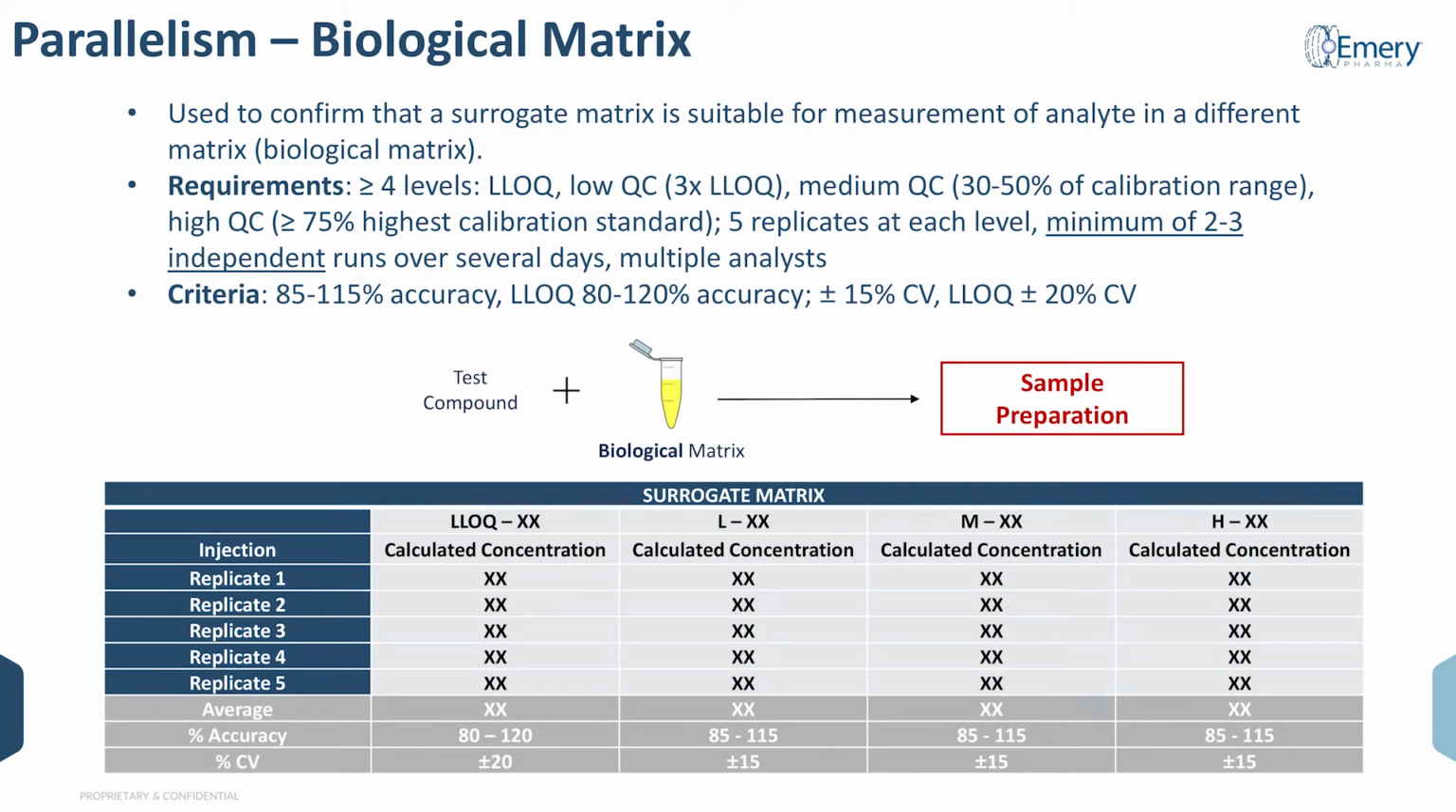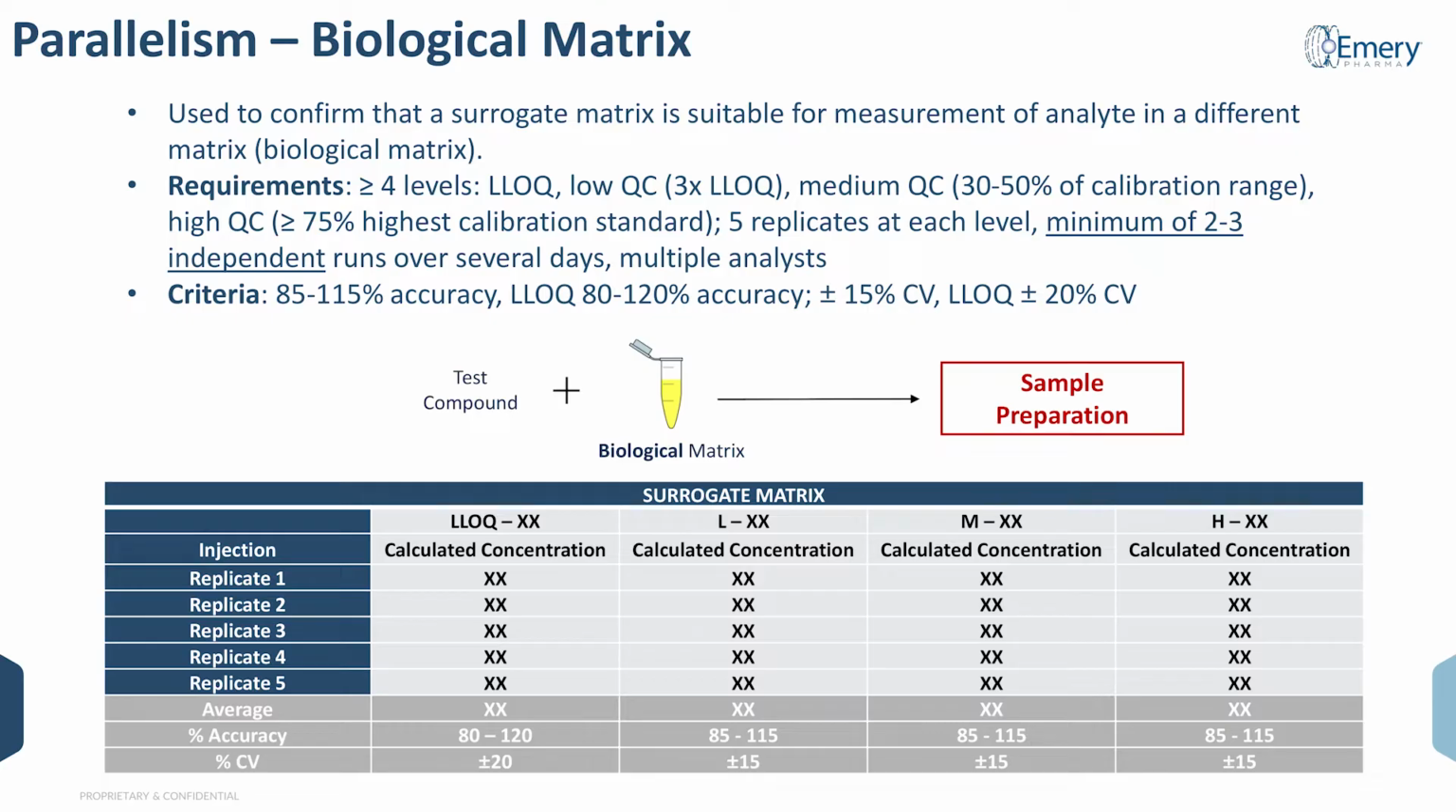Now we get to one of the more interesting parameters, and this is parallelism. This is absolutely the most critical step that you need to do when doing a surrogate matrix testing. Parallelism is used to confirm that the surrogate matrix you're using is actually suitable for measuring the analyte despite the calibration curve being done in a different matrix. So in the example that we talked about, if I am using aqueous humor as our biological matrix, but I create my calibration curve in plasma, parallelism would tell me if that is a suitable comparison to give accurate results of a compound. The requirements for this are very simple, very similar to the QCs.